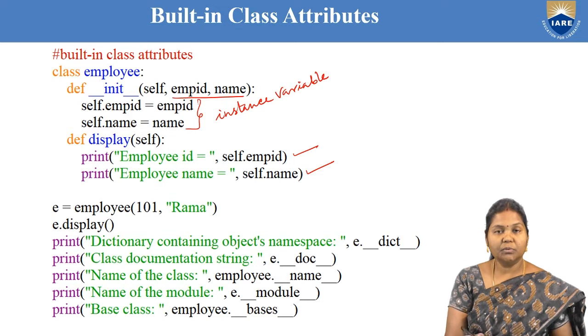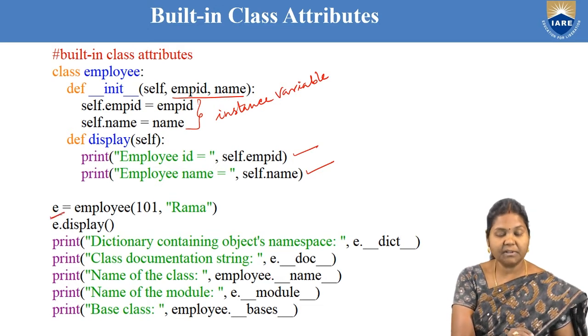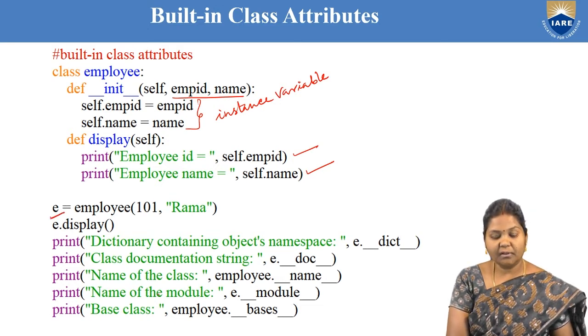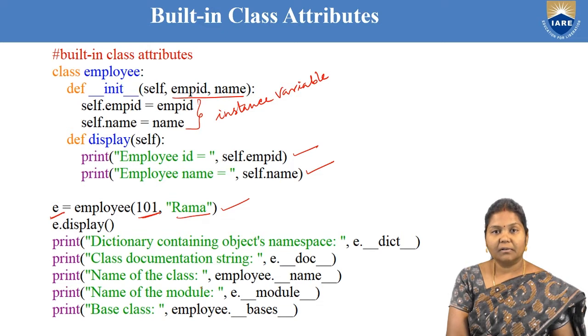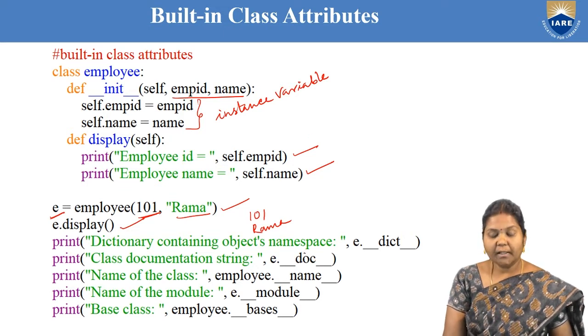Now, how to use these built-in class attributes? Let us see by creating an object of the class. E is the object of the Employee class. We are passing the values for employee ID 101 and Rama as the name of the object. Now, we are invoking the display method. So, it will print 101 and Rama as the output when the display method gets executed. Now, let us see how to use these built-in attributes.